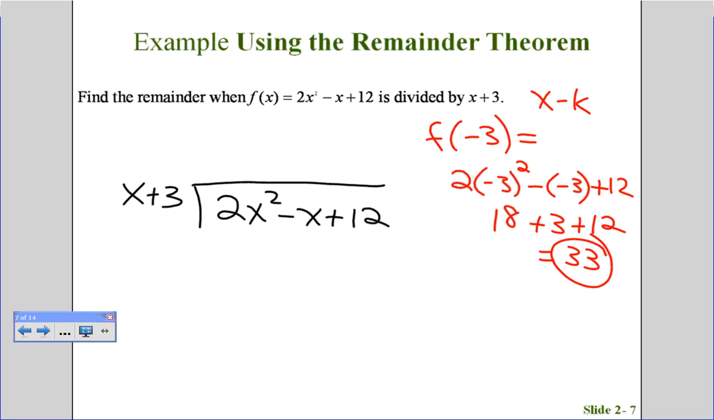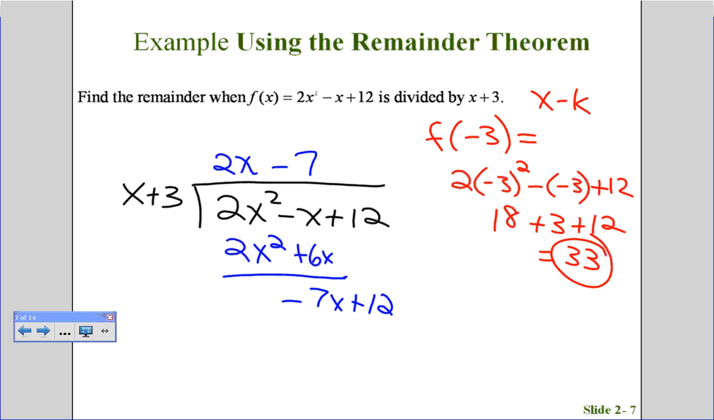I'm going to verify that now by doing long division. I'm going to do this fairly quickly. 2x squared plus 6x, subtract, I get minus 7x plus 12. This is going to be minus 7x minus 21. Reverse the signs and add, and we get 33. As you can see, the remainder is indeed 33 over x plus 3. So the remainder theorem works.